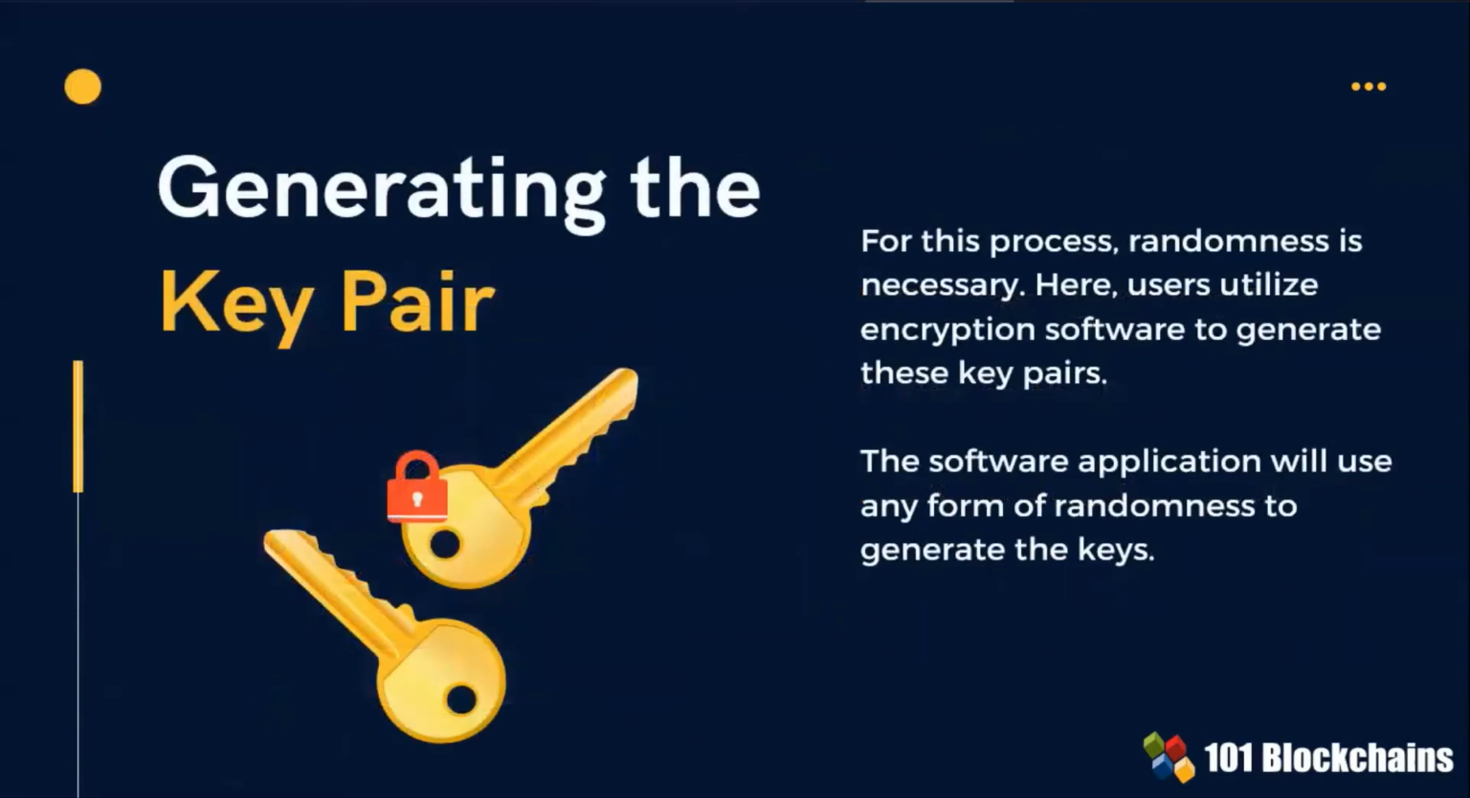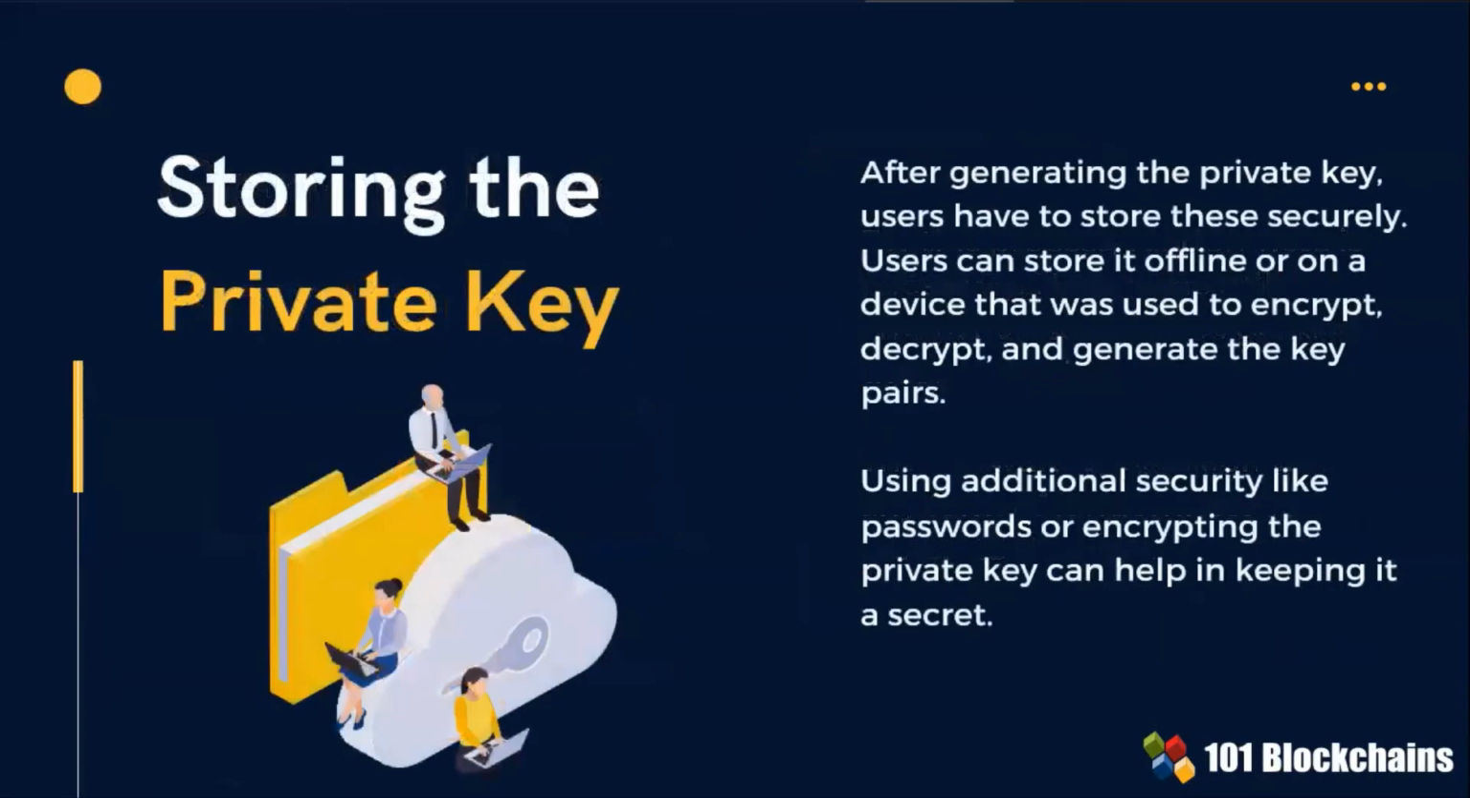Generating the key pair. Users use encryption software to generate these key pairs. The software application will use any form of randomness to generate the keys. Storing the private key. Users can store it offline or on a device that was used to encrypt, decrypt, and generate the key pairs. Use of additional security like passwords or encrypting the private key can help to keep it a secret.